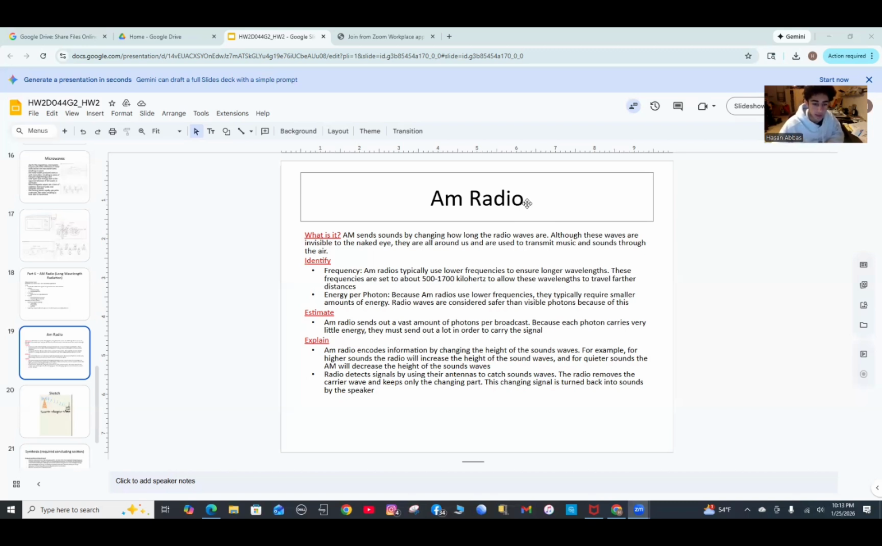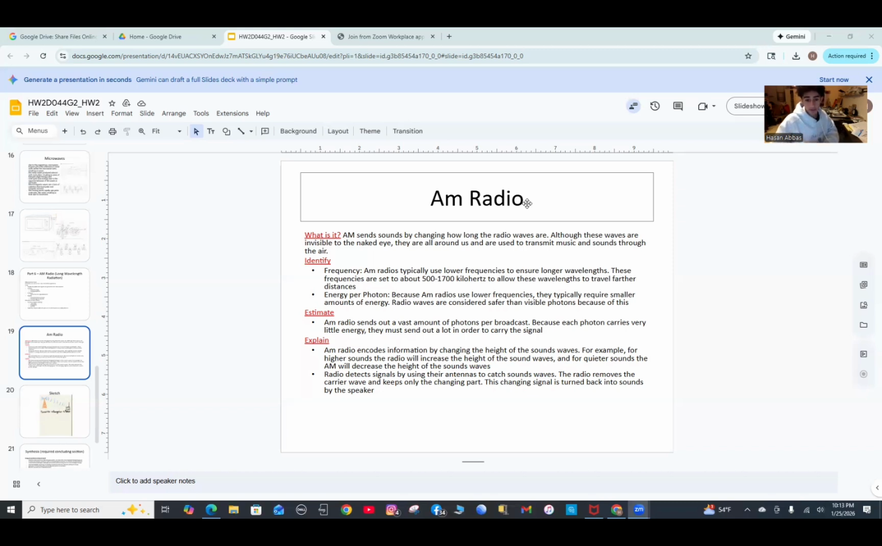Now I would like to identify these properties of AM radio. One important property is its frequency. AM radio, compared to other frequencies, has very low energy compared to, let's say, FM radio. They carry about 500 to 1700 kilohertz. Because the frequency is a lot lower, they're usually considered much safer than, let's say, visible light.